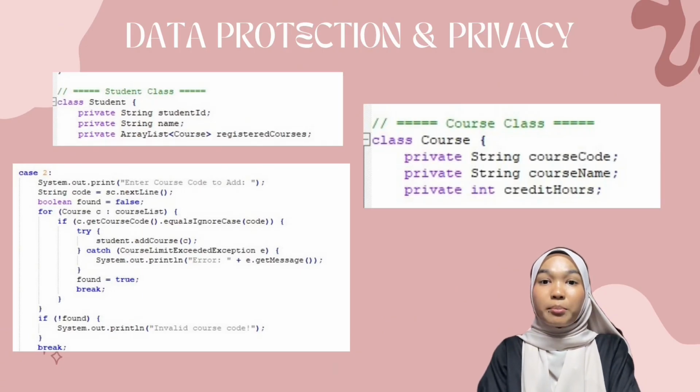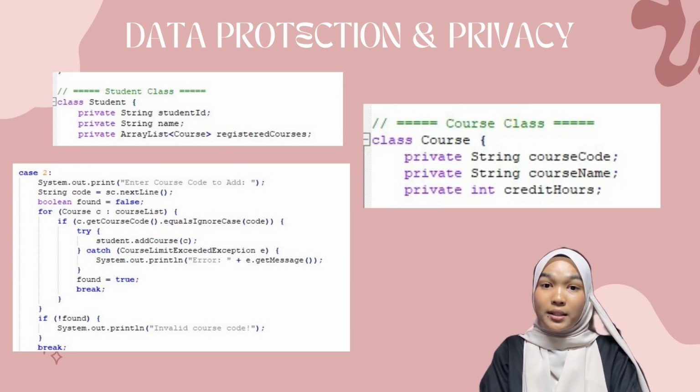For the data protection and privacy part, our group focused on 2 main ways to protect sensitive data in the student course registration system. The first method is data encapsulation. In the student class, all important information such as student ID, name, and the list of registration courses are declared as private attribute. This means the data cannot be accessed or modified directly by other classes, only through getter and setter method. By doing this, we ensure that all student information remain confidential and secure from unauthorized access.